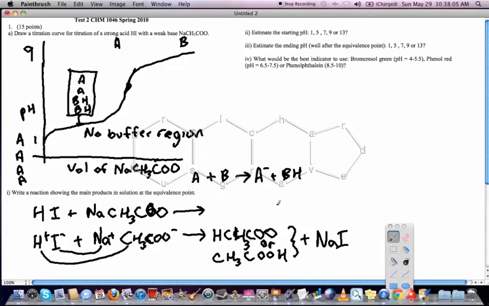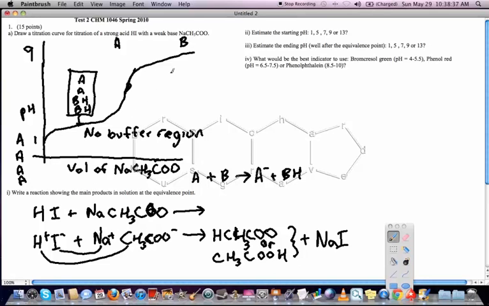But just understand that since it's a double displacement process, the cation from one will react with the anion of the other, and the cation of the other one will react with the anion of the first one. And that's always the way the pattern's going to work out. And that's a good general pattern for you to follow when you're trying to figure out what the products are from these reactions. So this is what's going to be present at the equivalence point. When equal amounts of each of these react, we're going to get acetic acid and sodium iodide.